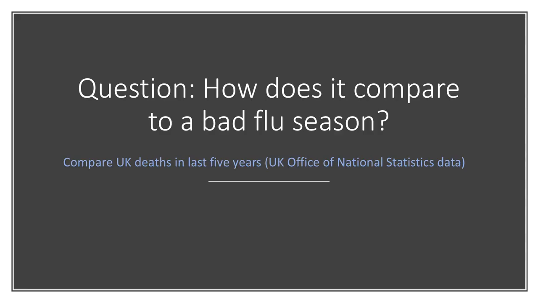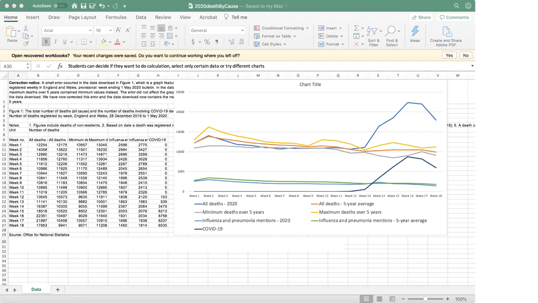So the first question I'm going to talk about is how bad is it? How does it compare to a bad flu season? And the students can compare the UK deaths in the last 5 years using Office of National Statistics data. So here I've just got the data and I've plotted it in a simple manner in a line graph. It's incremental data, so you have the number of deaths in week 1, week 2, week 3, week 4, etc.